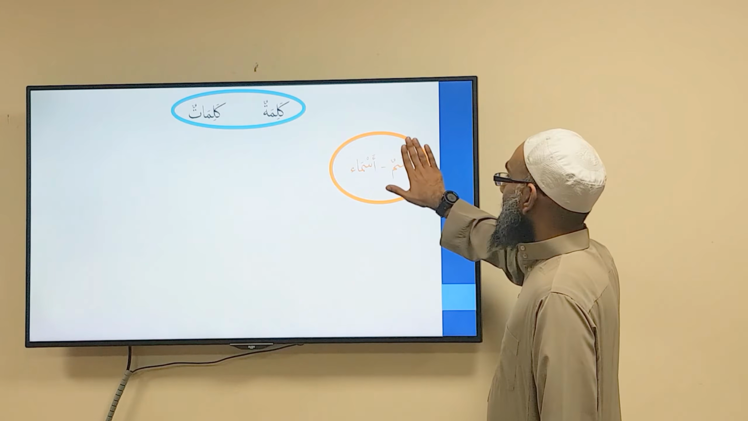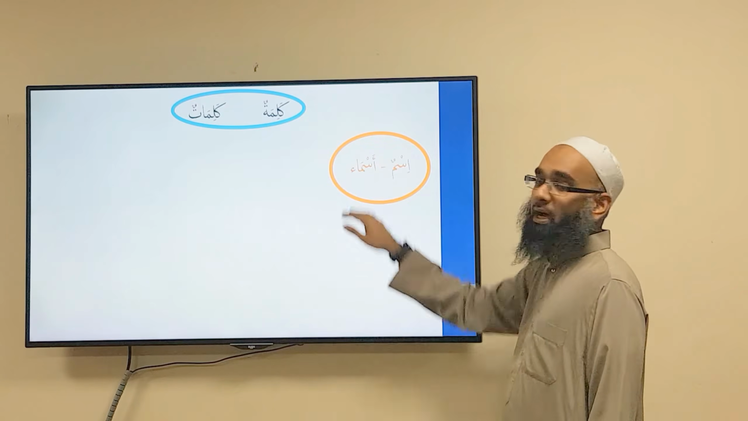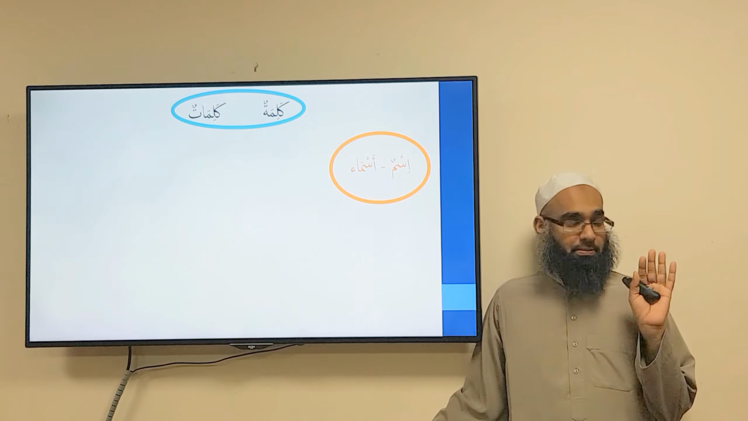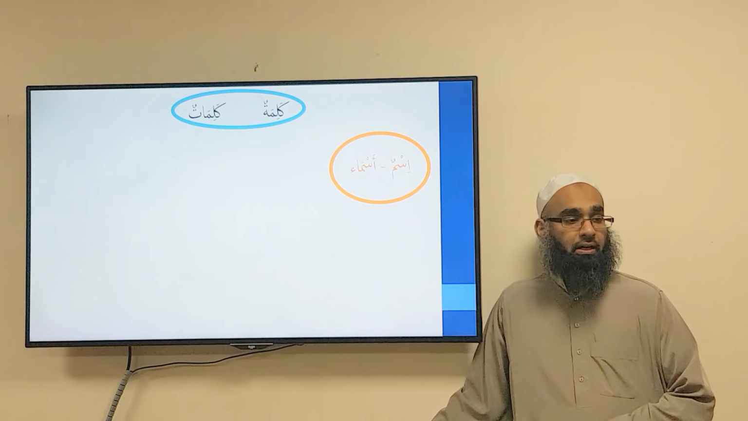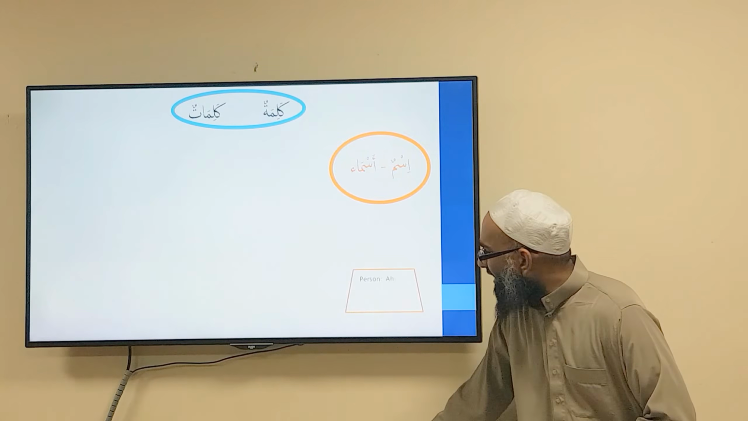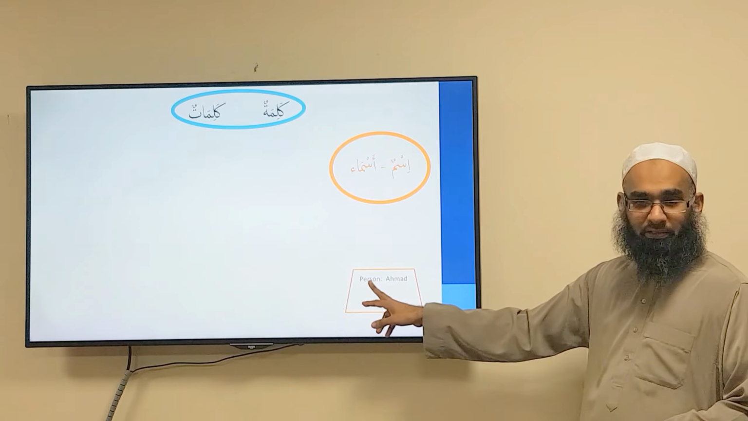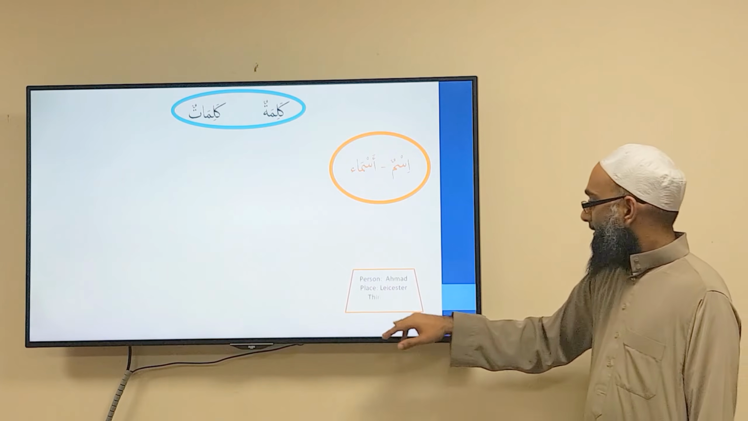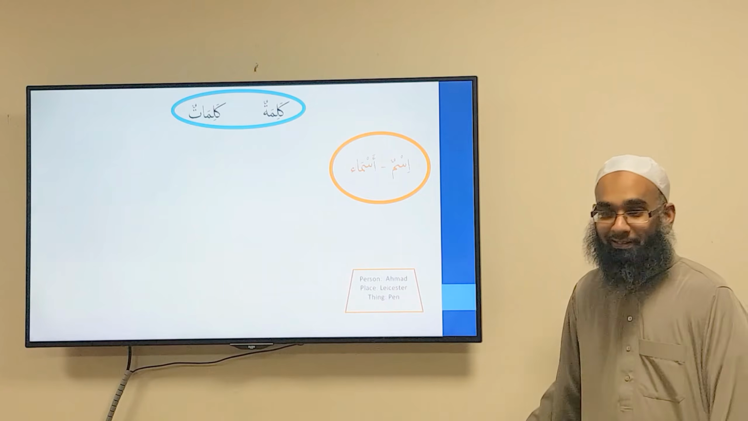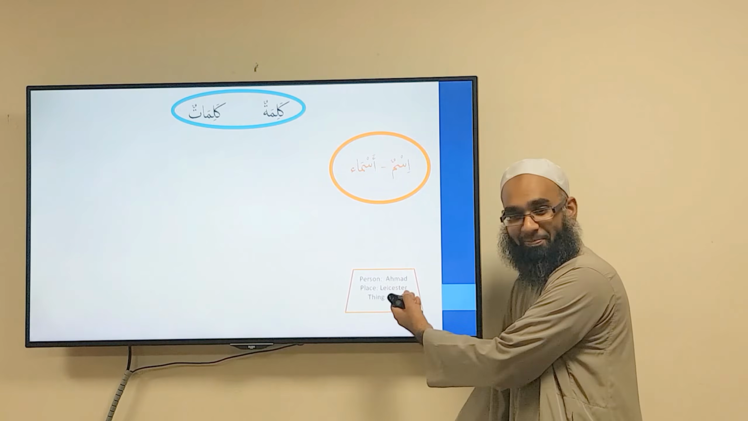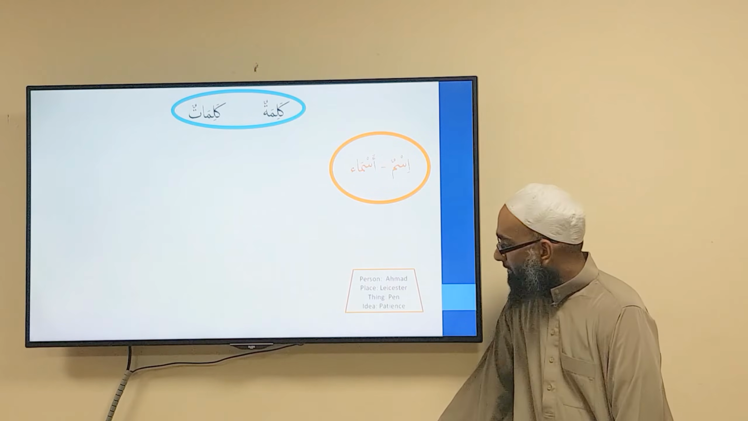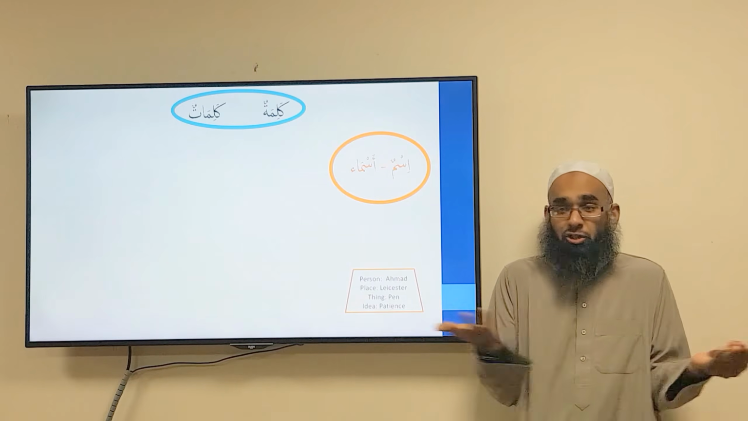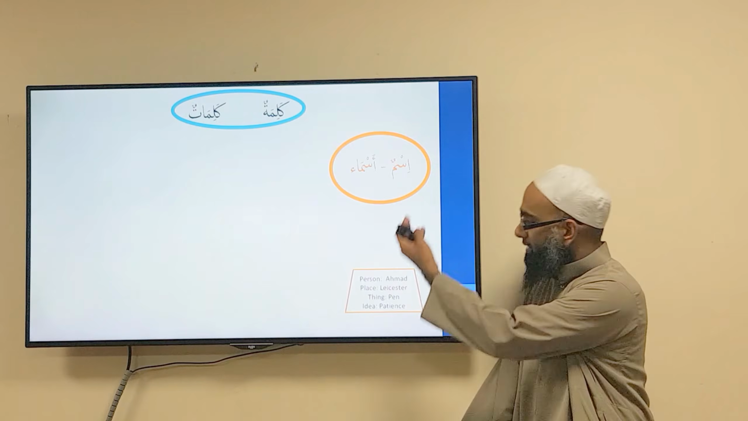The first one is ism, and the plural is asma. So the first type of word we're going to be studying is called ism, and the plural of that is asma. The easy translation is that it can be a person, like Ahmed, a place, like Leicester, a thing, for example a pen, or an idea. It doesn't have to be something solid. Patience, anger, hatred, love. Those are also ism.